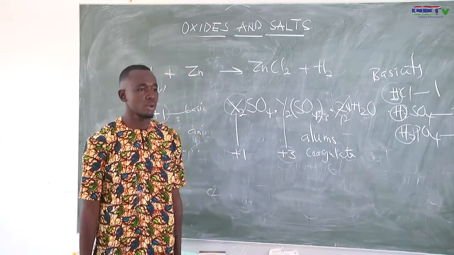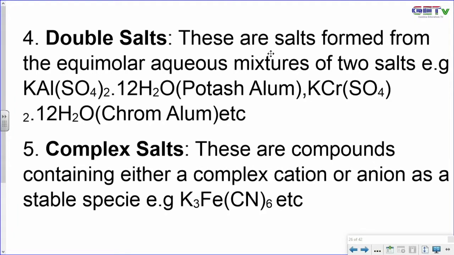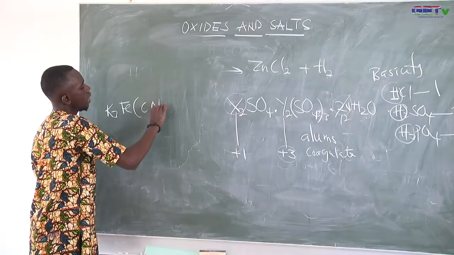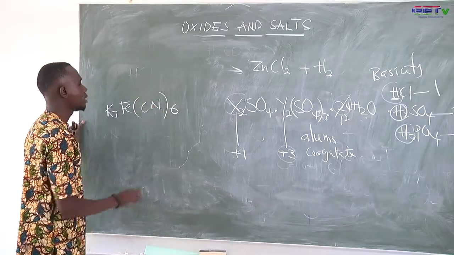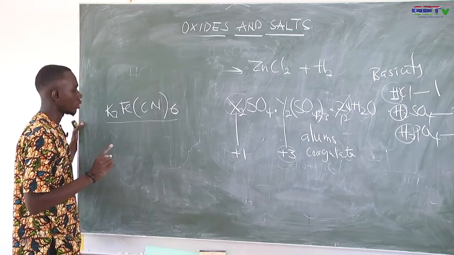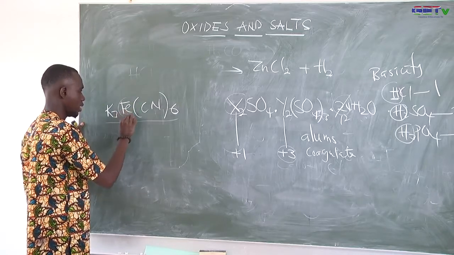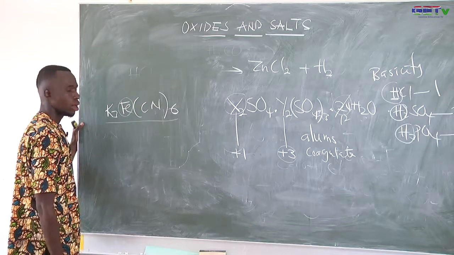Now, number 5, we also have complex salts. Now, these complex salts, they must contain a radical or a neutral molecule that will play the role of a ligand. For example, we have K3[Fe(CN)6]. This compound now is called a complex salt because of this ion.